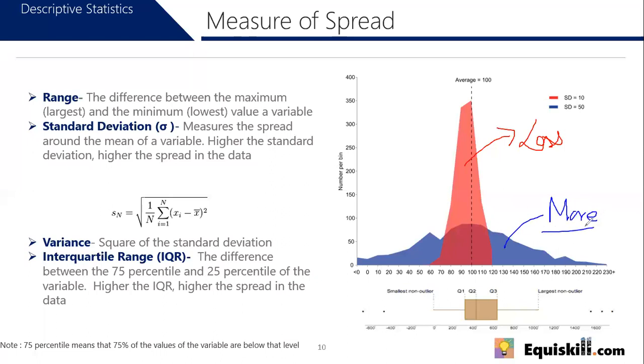And what implications does this have on analytics is something important to understand. There are 4 concepts that we will understand in our next class. We'll understand the range, the standard deviation, the variance of data, and the interquartile range.